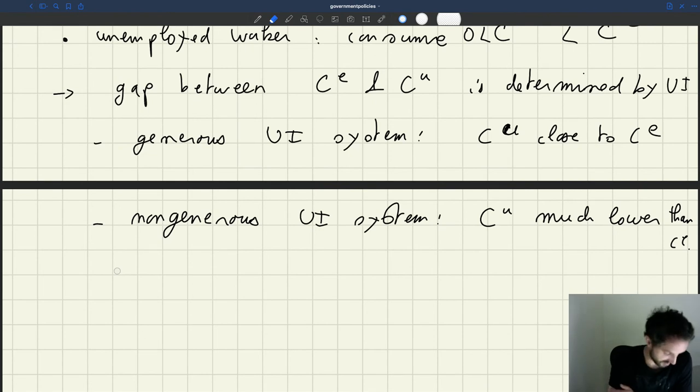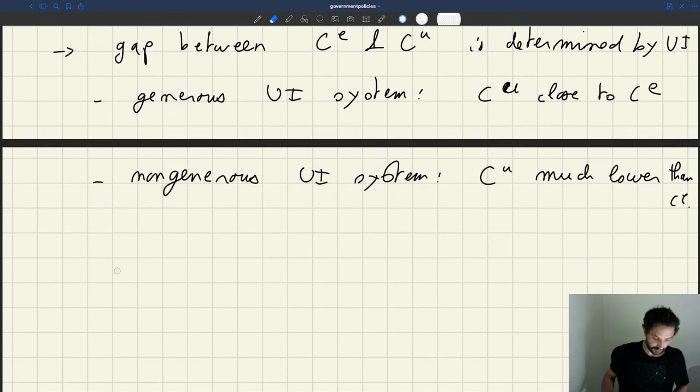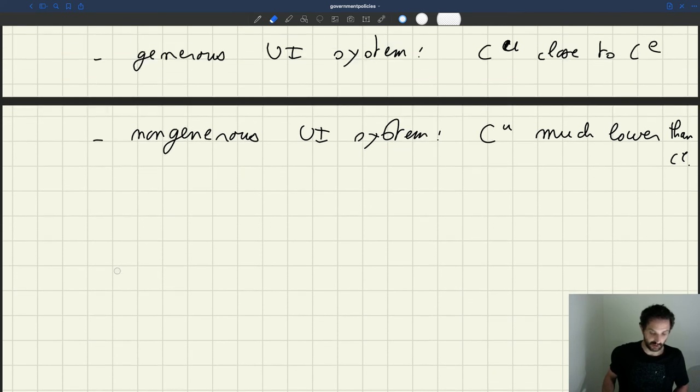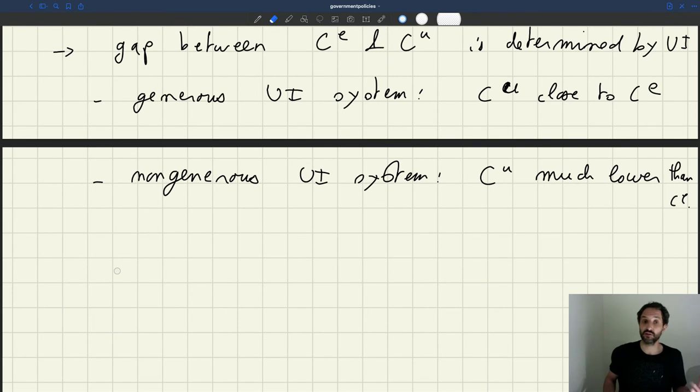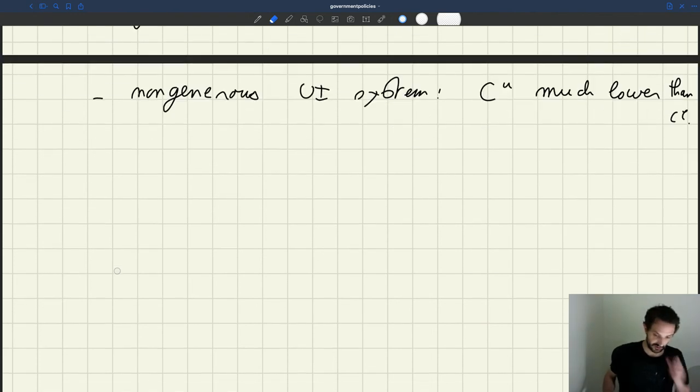Alright, so we have these two consumption levels. These are determined by the UI system. And we also know that workers search with some search effort E. So this consumption level and this search effort, how do they influence the well-being of workers? What is the utility function of the workers?